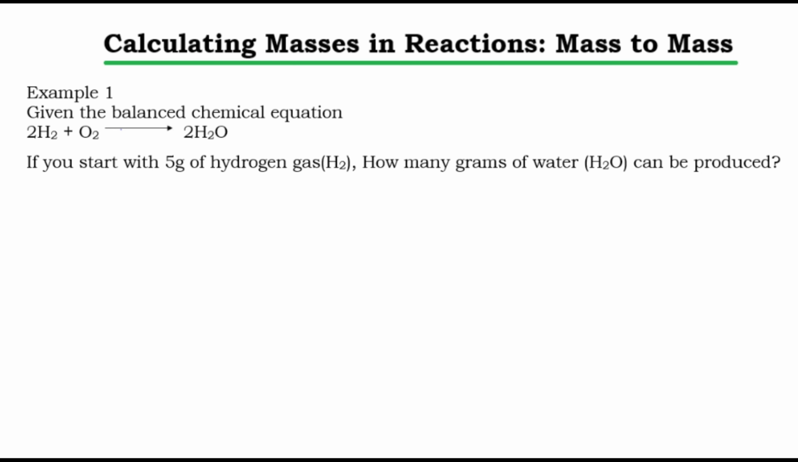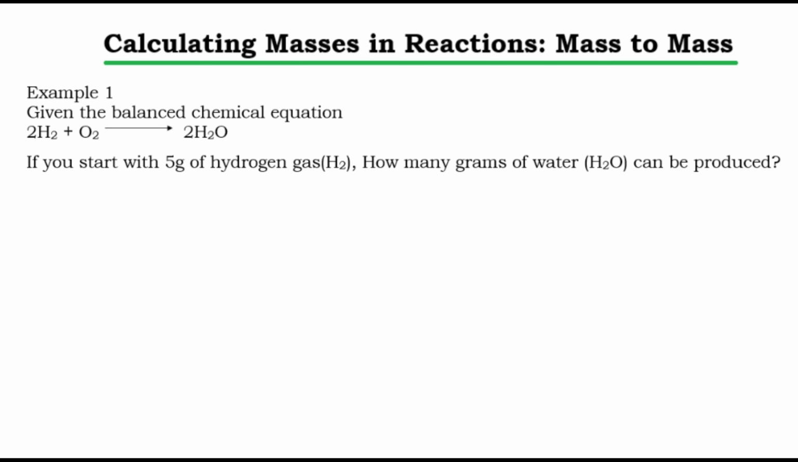Let's look at calculating masses in reactions using the mass to mass ratio. So let's look at example number 1. Given the balanced chemical equation, hydrogen plus oxygen gives us water. If you start with 5 grams of hydrogen gas, how many grams of water can be produced? So the first thing you need to do is ensure your equation is balanced. And as we can see, the equation is balanced there.